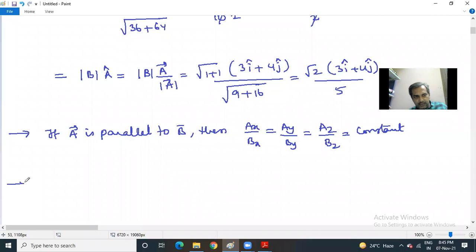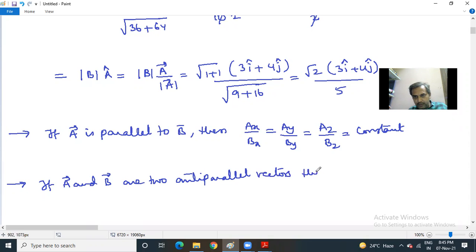Let us discuss another conceptual point. If A bar and B bar are two anti-parallel vectors, then A bar is equal to minus K B bar. So this can also be written as AX by BX, AY by BY, AZ by BZ is equal to minus K.